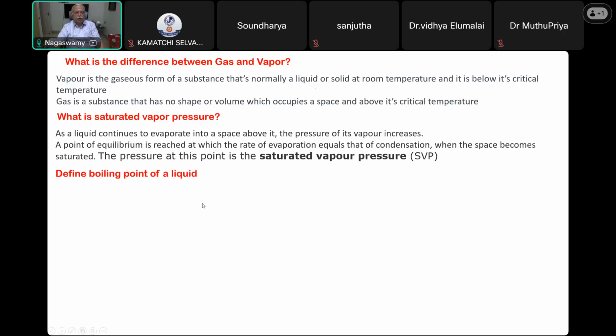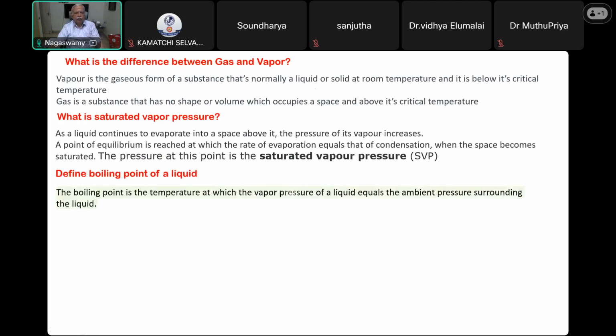What is the boiling point of a liquid? It is the temperature at which the saturated vapor pressure is equal to atmospheric pressure. Okay. So the boiling point is the temperature at which the vapor pressure of a liquid equals the ambient pressure surrounding the liquid. So what will happen for a liquid at a higher altitude, where the pressure is lower? Will it boil faster or will it take a longer time?